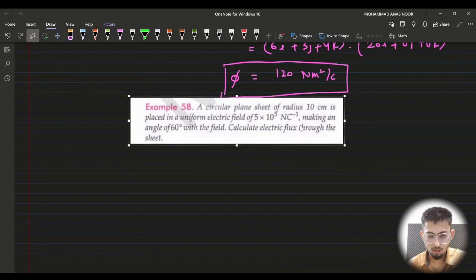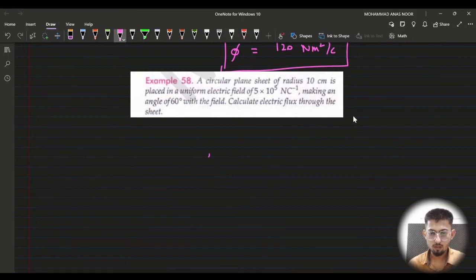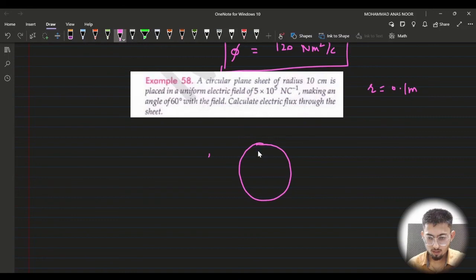It's like I have the book also. Doesn't matter. A circular sheet of radius 10 centimeters, so radius is 10, that means 0.1 meter. There is a circular sheet, and it is placed in a uniform electric field 5 into 10 to the power 5 newton per coulomb, making an angle of 60 degree with the field.